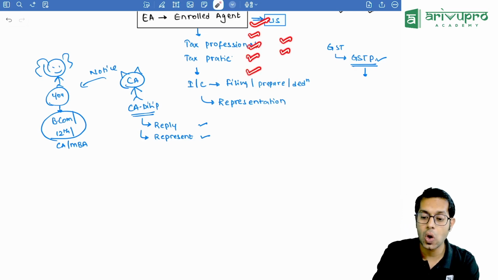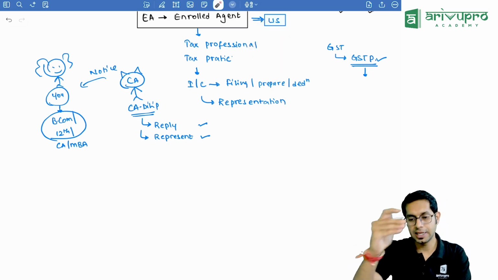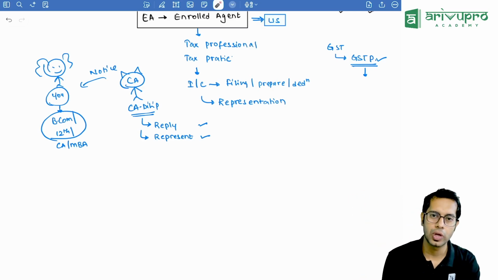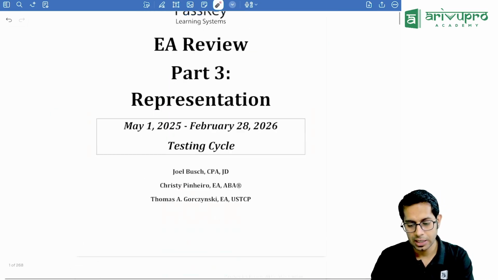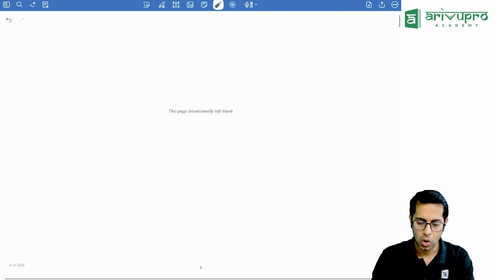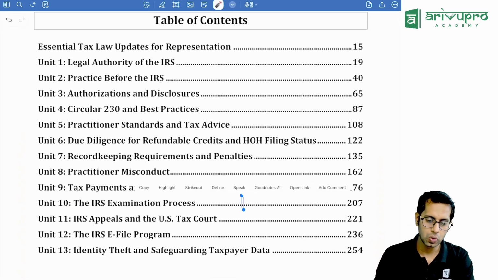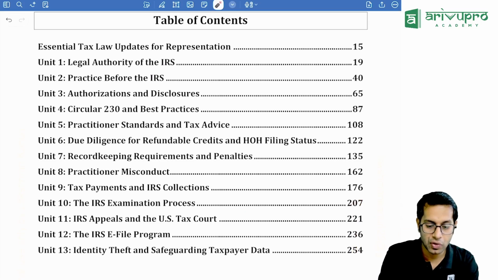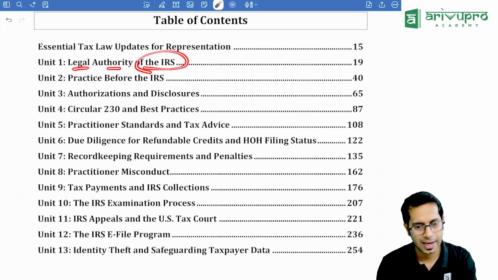Who are the authorities against whom I will make the representation? What are the stages up to which I can go? After that stage, who is the next person who can represent the client? All those things we are going to study in this part 3 of the course. So we'll start our discussion with unit number 1, which is the legal authority of the IRS.